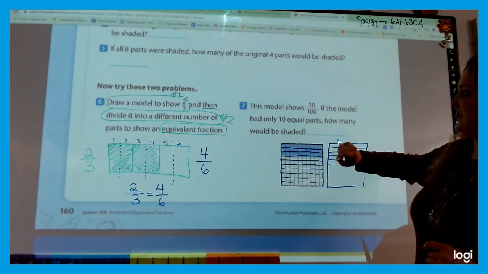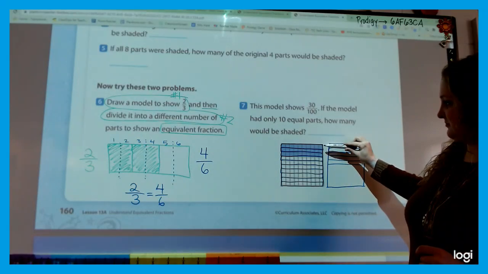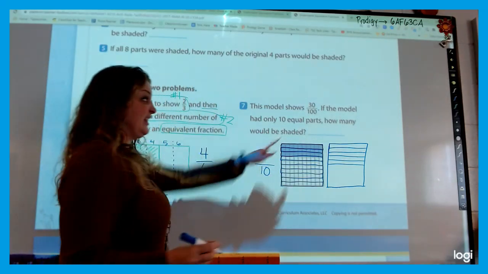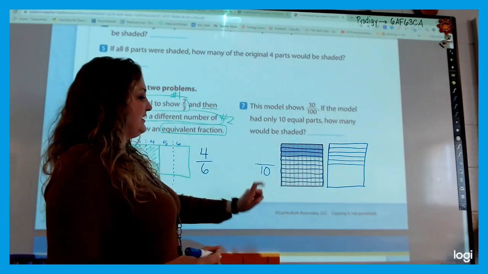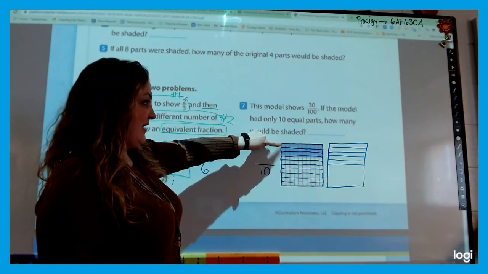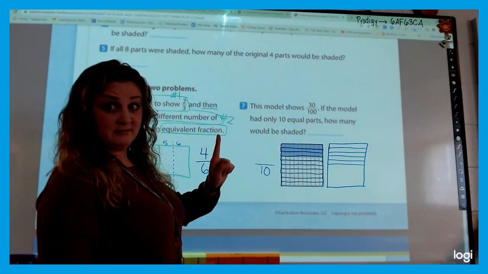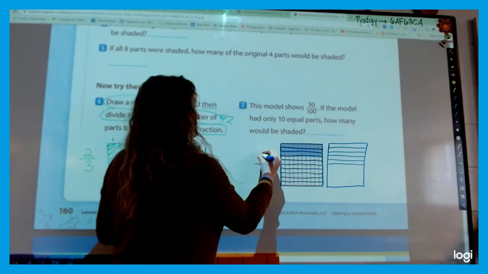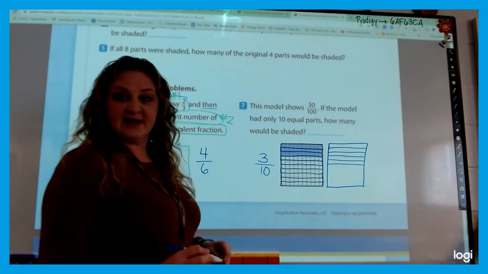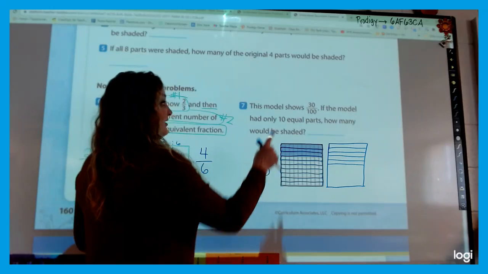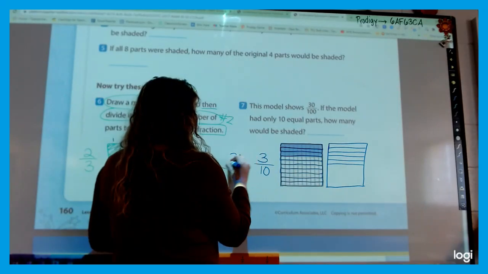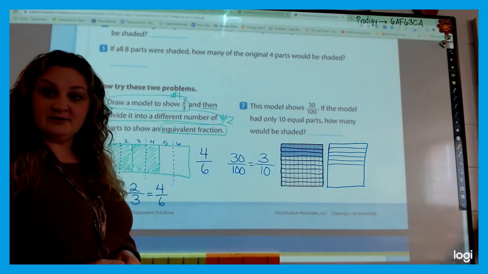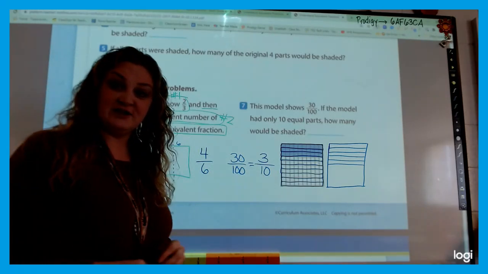So if we're just going to pretend, instead of 100 parts, it only has 10 equal parts. Okay, so my new denominator, instead of 100, is 10, because we're splitting it into 10 equal parts. All right? So if my denominator is 10, and I'm counting each row all the way across as 1, how many rows are shaded? 3 rows, right? So 3 rows out of my 10 rows have been shaded. So we can say that 30 100ths is equivalent to or equal to 3/10. Okay, it's just a different way of looking at the same fraction.